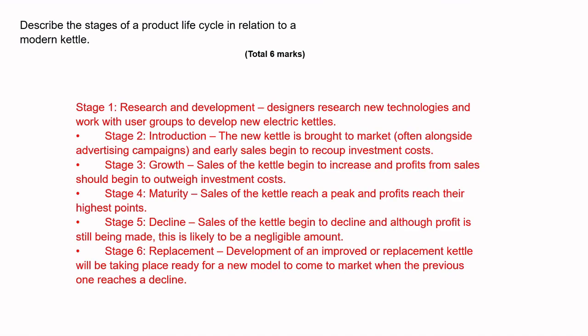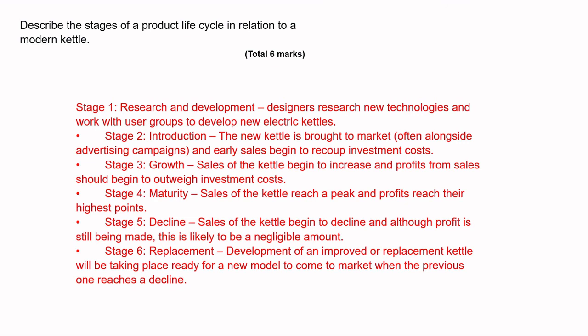Okay, so 6 marks, so there's 6 stages. You've got research, introduction, growth, maturity, decline, and replacement. We've not gone through these stages in this video much. I mentioned it briefly, but there is a whole theory video on product life cycle. Please go and watch that and subscribe if you haven't.